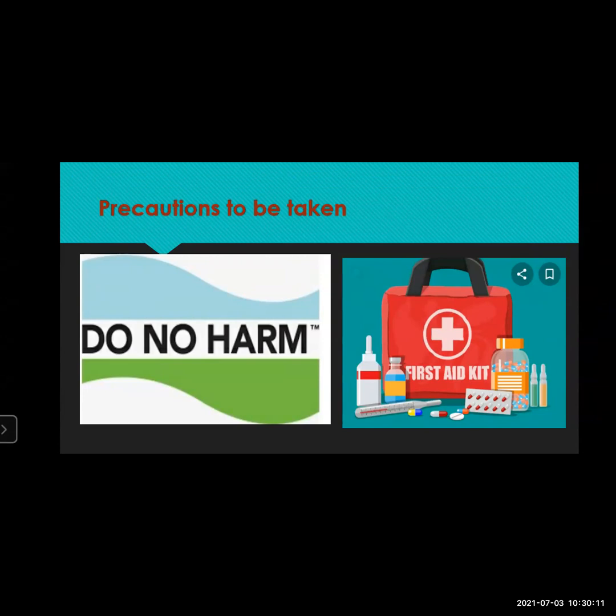So that is why it is always necessary that you should take care of yourself as well as take care of others. Here on the screen you can see, do not harm. The second part of the screen is telling you about the first aid kit, which is always there in all the schools and which is taken for every field visit. The important material is the first aid kit. It is very important to ensure the safety of ourselves and others during the field visit.